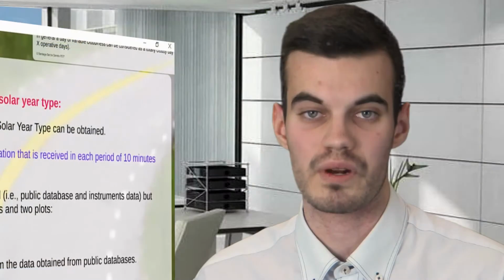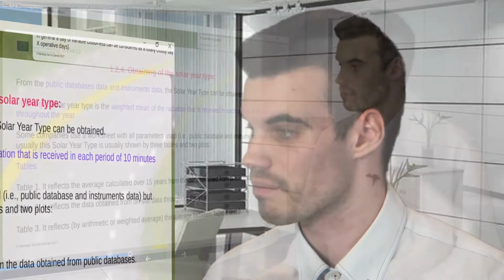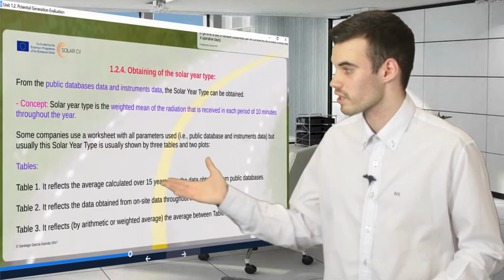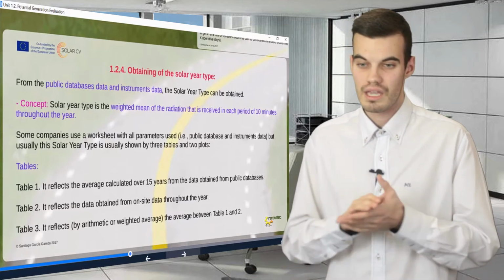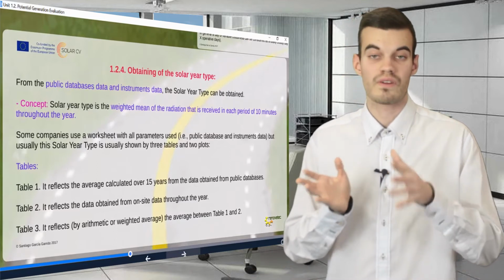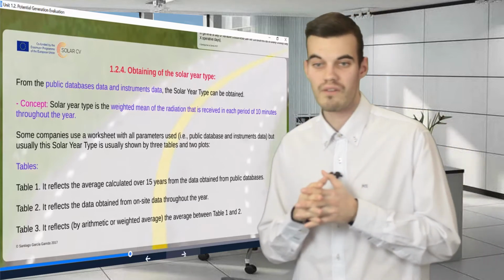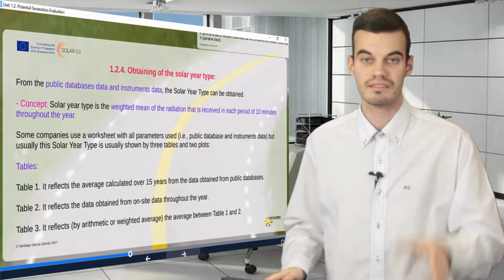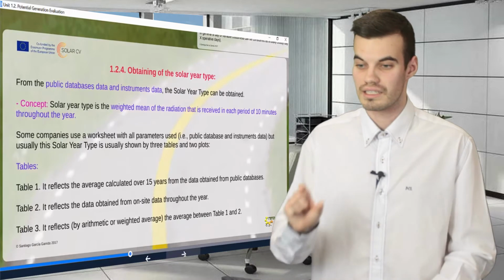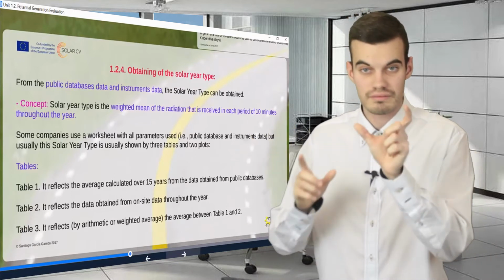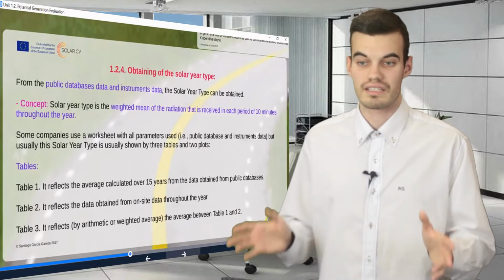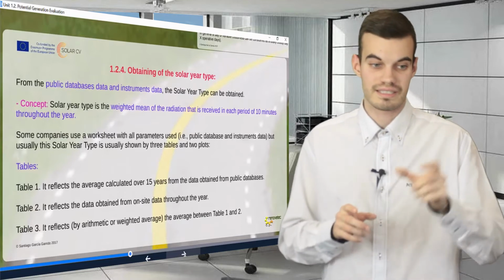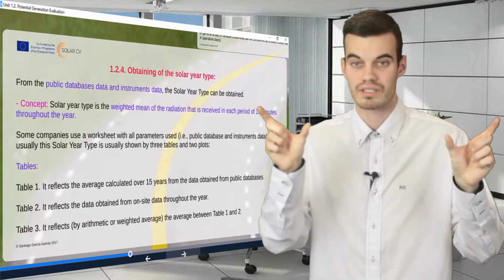Now we must define a very important concept, and this is solar year type. Solar year type is the weighted mean of the radiation that is received in each period of 10 minutes throughout the year. This is a weighted mean instead of an arithmetic mean because, for example, if we have some data, for example 20 data, and its mean is 20, and another amount of data, for example 30 data, and its mean is 25, they are not going to weigh the same, the amount of 20 and the amount of 30.